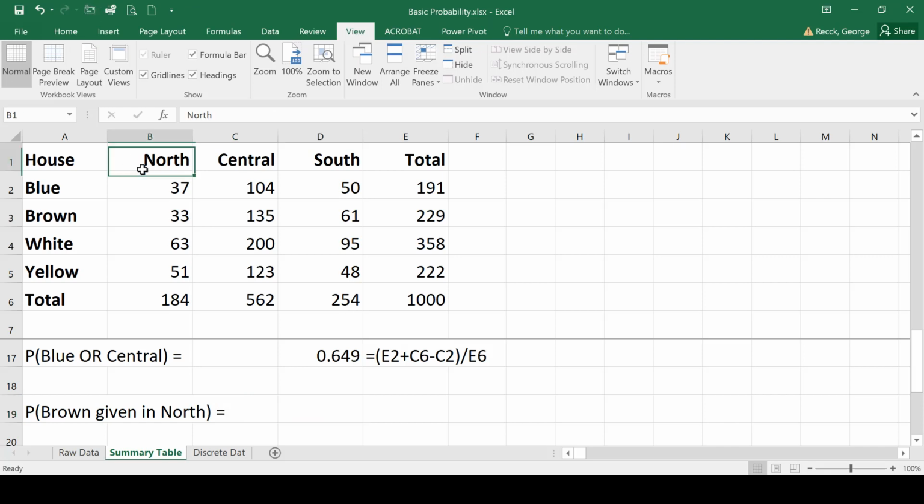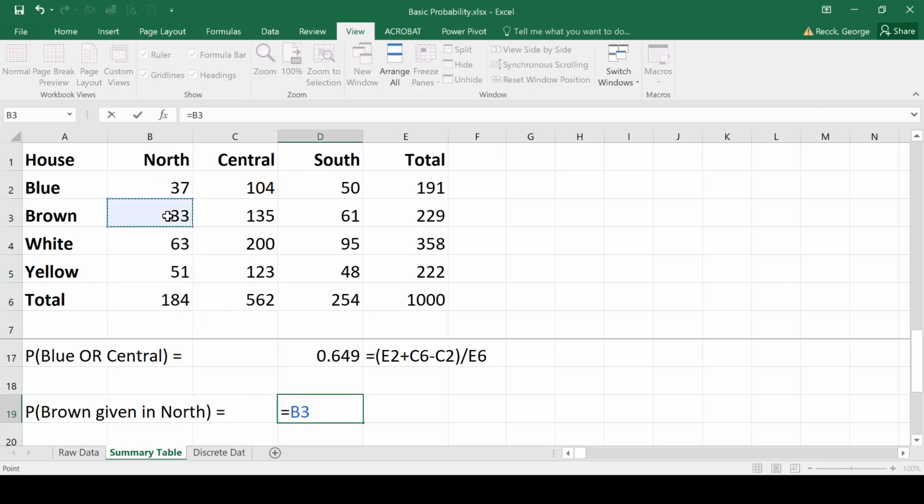Here, we restrict ourselves to just the houses in the north region, and then we figure out what the probability is that it's brown. So here the formula looks like only the brown houses in the north region, and the big difference is divided by the total houses in the north region.